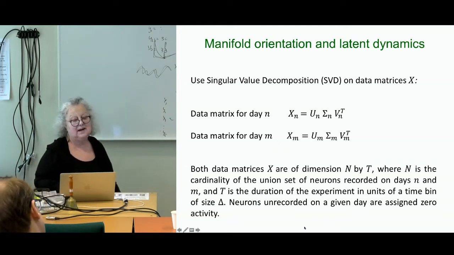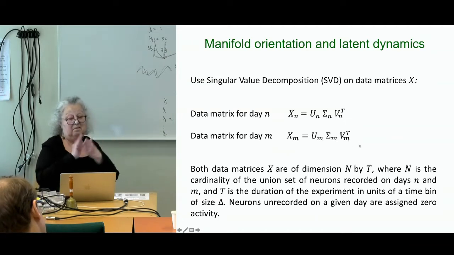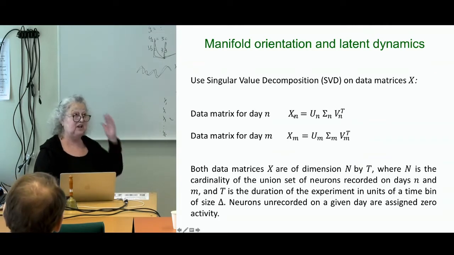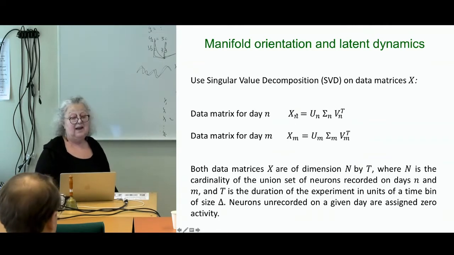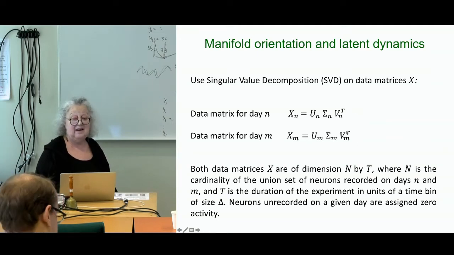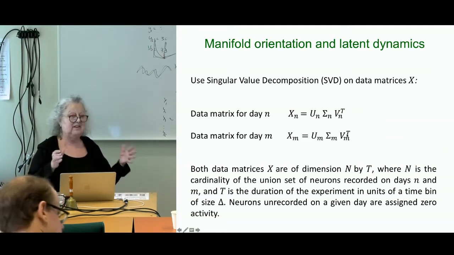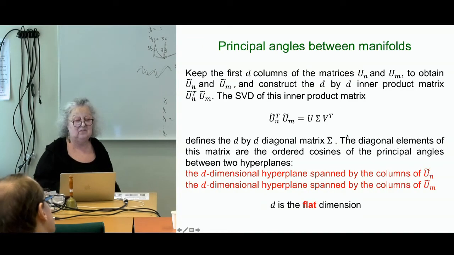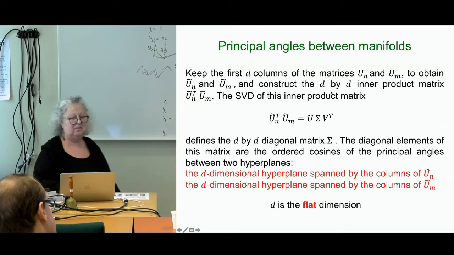So N is the cardinality of the union set of neurons recorded on day n and day m. T is the duration of the experiment. Again, this is discrete time. We created bins of size delta. And what we have is this data matrix. Then both data matrices are of dimension N by T. And we do a singular value decomposition on both of them, on day n and on day m. And the only thing that will matter really is the distance between these two days. This is what we are going to be plotting.